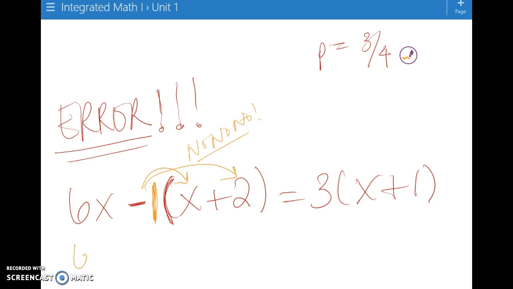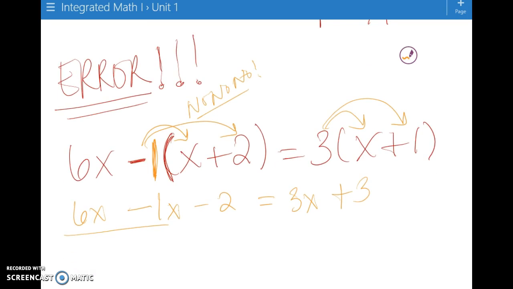Okay, so 6x minus 1x minus 2 equals, and we might as well distribute over here too because we're going to have to do it anyway. 3x plus 3. All right, let's combine like terms. 6x minus 1x is 5x minus 2 equals 3x plus 3.